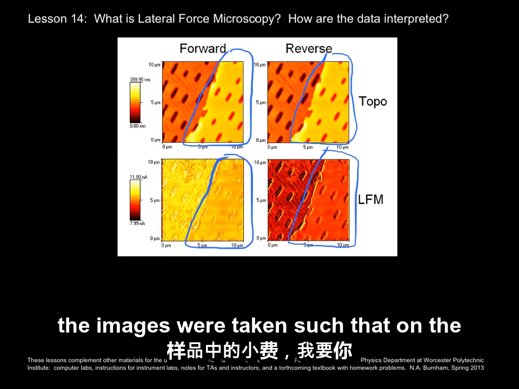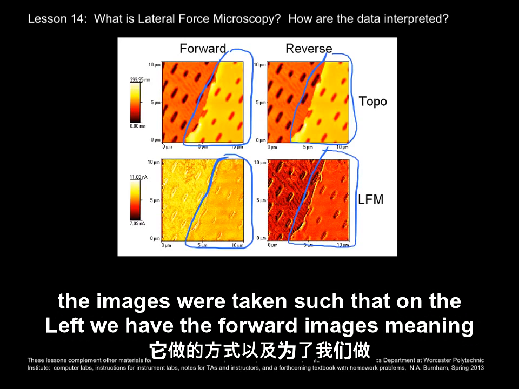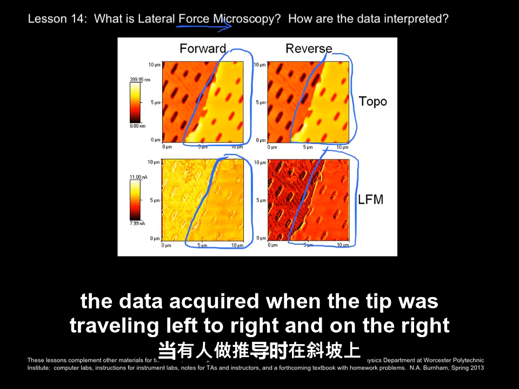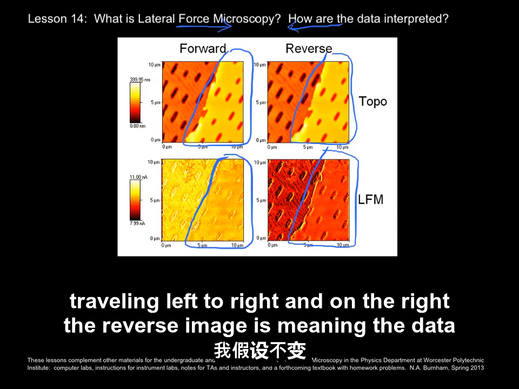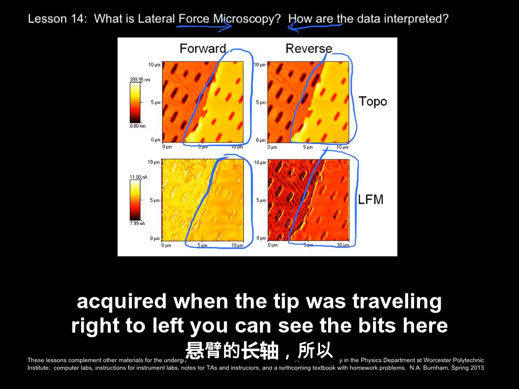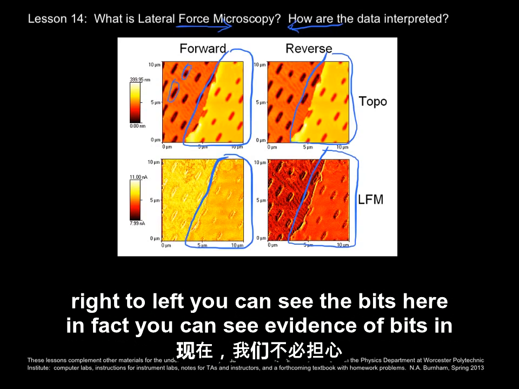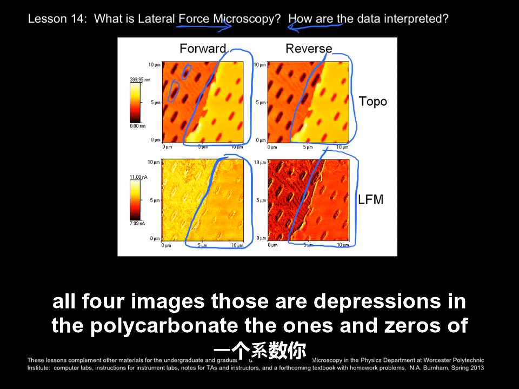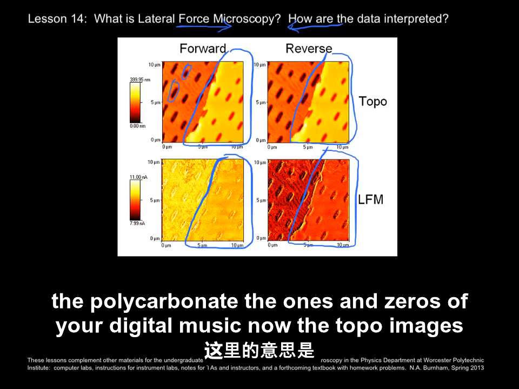The images were taken such that on the left we have the forward images, meaning the data acquired when the tip was traveling left to right, and on the right the reverse images, meaning the data acquired when the tip was traveling right to left. You can see the bits here. In fact, you can see evidence of bits in all four images. Those are depressions in the polycarbonate, the ones and zeros of your digital music.